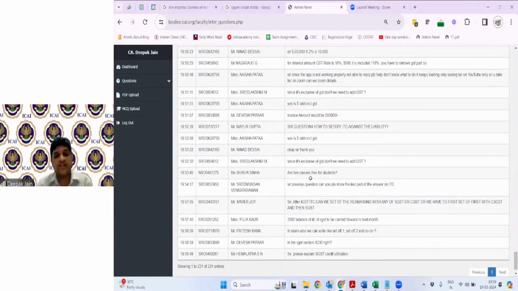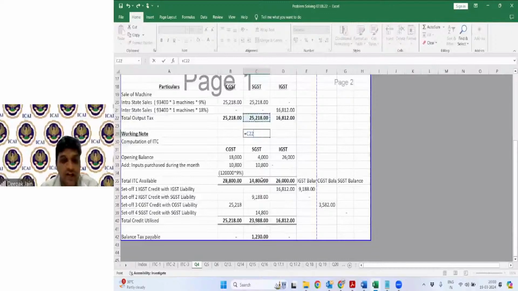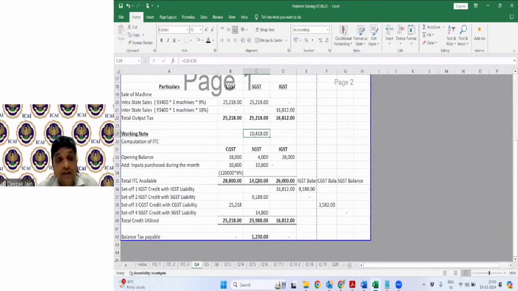Please explain SGST credit utilization. Yes, very critical. Your output is 25,218. Input of SGST, you have only this much, correct? So if you do a rough calculation, 25,218 minus 14,800, you have a liability of 10,418. So if you don't claim credit from anywhere else, you will end up paying liability of 10,418, which you don't want. You will want as a businessman to pay the least liability.